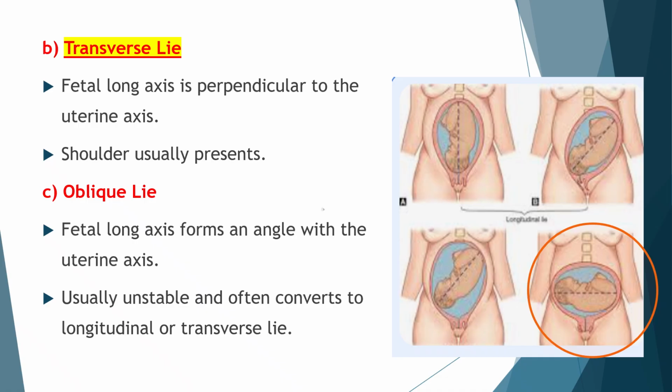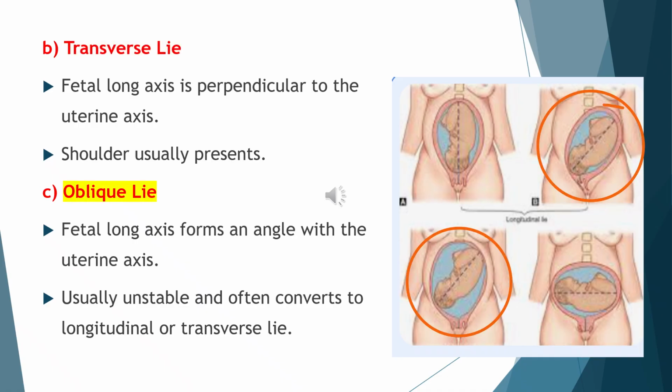In simple words, instead of lying up and down, the baby lies across the uterus from side to side, almost like sleeping horizontally in a hammock. Because of this position, neither the head nor the buttocks enters the pelvis first. Usually, the shoulder presents at the pelvic inlet, so it is often called a shoulder presentation. This position is abnormal for vaginal delivery and usually requires medical intervention if it persists until labor.